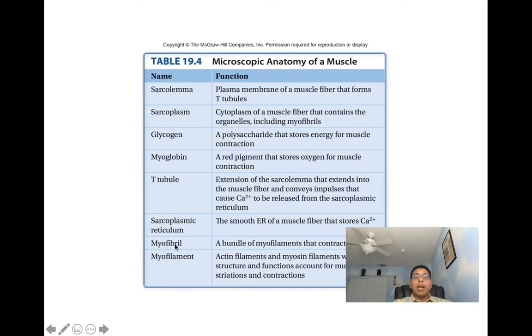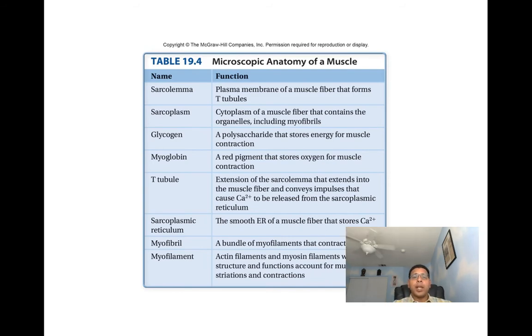Next, we have the term myofibril. It's a bundle of myofilaments that contract. And then myofilaments are actin filaments and myosin filaments whose structure and function accounts for muscle striations and contraction. And we'll look at that in greater detail as we progress, because it's all going to come down to actin and myosin. So let's move back and look at all of these things.